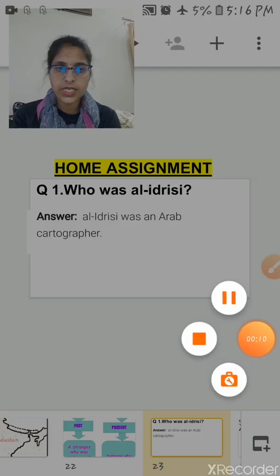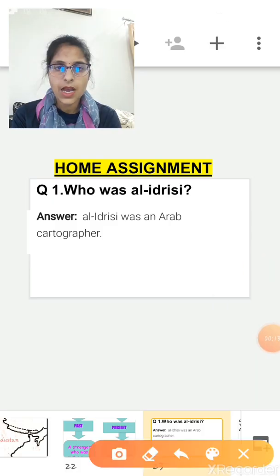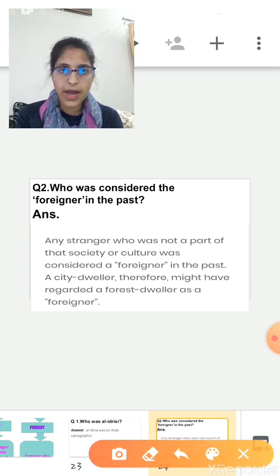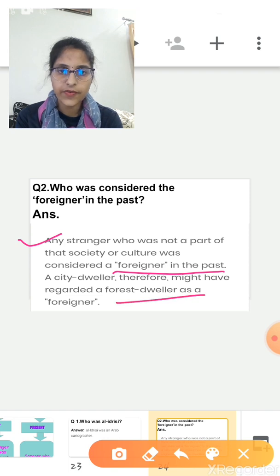So the first question is, who was Al Idrisi? Al Idrisi was an Arab cartographer. Clear? Now the second question, who was considered a foreigner in the past? Any stranger who was not a part of that society or culture was considered a foreigner in the past. Like a city dweller, therefore, might have regarded a forest dweller as a foreigner.